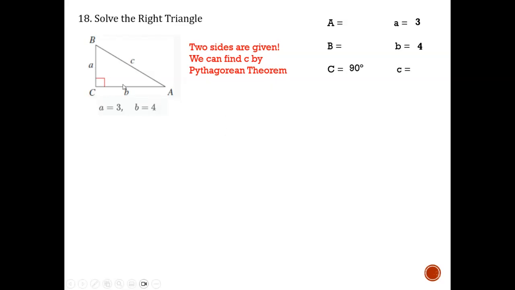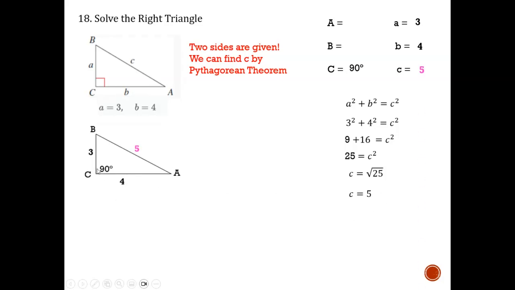I have A and B. Again, it's a right triangle. I'm going to use Pythagorean theorem to find my hypotenuse. So a squared plus b squared equals c squared. Plug in the a and b values that I have, 3 and 4. 3 squared is 9, 4 squared is 16, 9 plus 16 is 25. Square root of 25 and square root of c squared gives me that c equals 5. So now I have that value. Now I'm going to continue on.